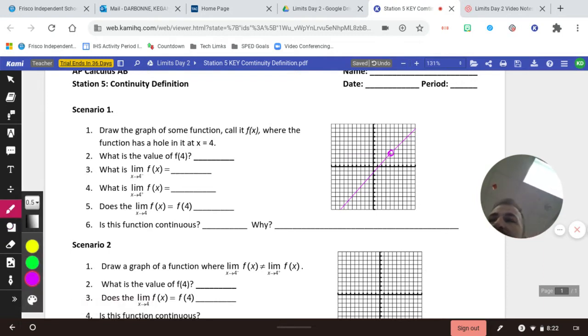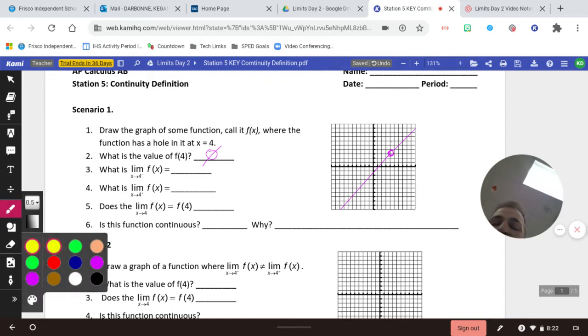So what is the value of f of 4? Well, we have a hole there. So what are the values at holes? Well, they're undefined. So the value at f of 4 is undefined. What is the limit as the function approaches 4 from the left side? Well, as we approach from the left, what y value does it look like we get to? Looks like 3. What is the limit as x approaches 4 from the right side? Well, from the right side, it also looks like we get to a y value of 3.